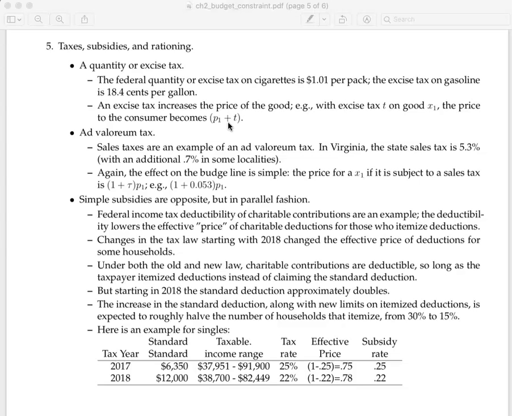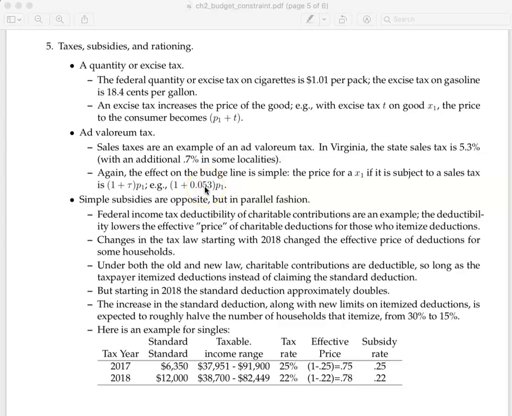Great example is sales taxes. In Virginia, the state sales tax is 5.3%, and there's an additional 0.7% local option. So certain localities have chosen to add on 0.7% to that tax. So in the Richmond area, if you have a price of P1, effectively the price is 1 plus 0.053 times P1.